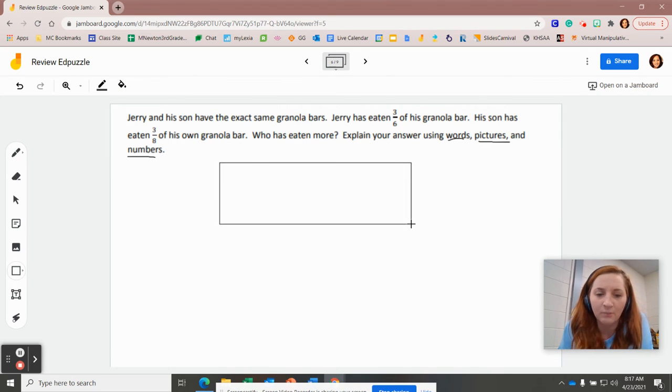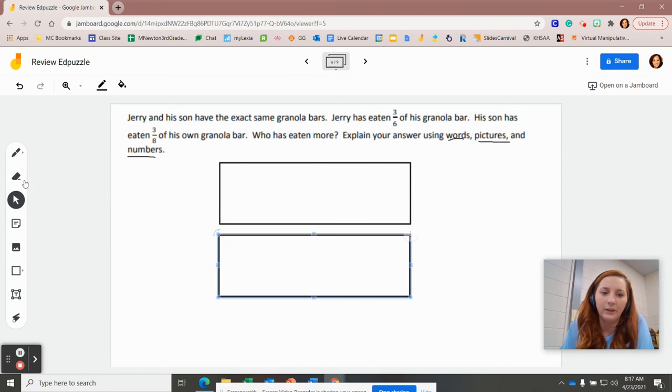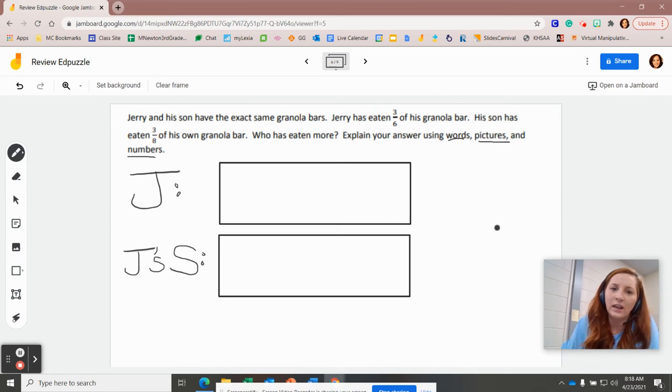So what I'm going to do is I'm going to draw 2 identical granola bars. There we go. So this will be Jerry's. I'll make a J for Jerry. And then J, Jerry's son. Why did I put an apostrophe S? Because it's a possessive noun. He owns his son. It's Jerry's son.